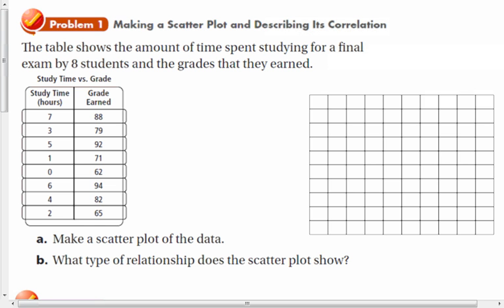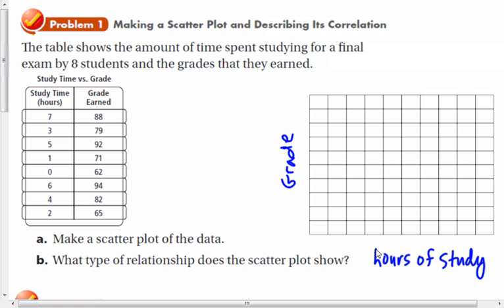All right, students, we're going to make a scatter plot and we're going to describe the correlation with one of those terms that you had in the review there, either positive, negative, or no correlation. To do this, the first thing we're going to have to do is make a scatter plot. So choose an appropriate scale for study time, our hours. We'll put that on our x-axis, so our hours of study. And on the y-axis, we'll put the other variable, which is the grade earned.